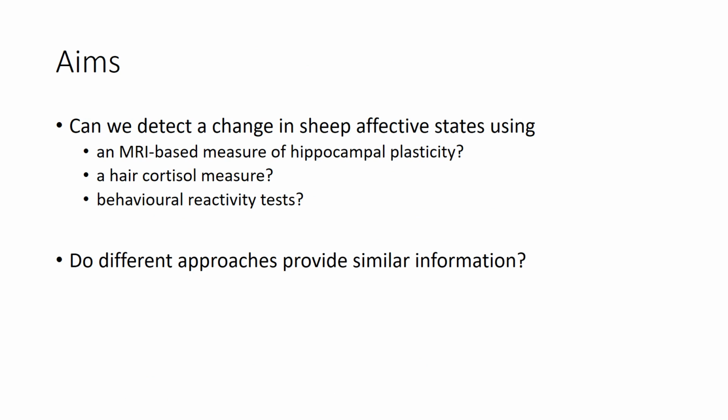More specifically, our aim was to determine whether we could detect a change in affective state using an MRI-based measure of hippocampal plasticity, a hair cortisol measure, and behavioral emotional reactivity tests. The second aim of this study was to determine whether these different approaches provide similar information or not.